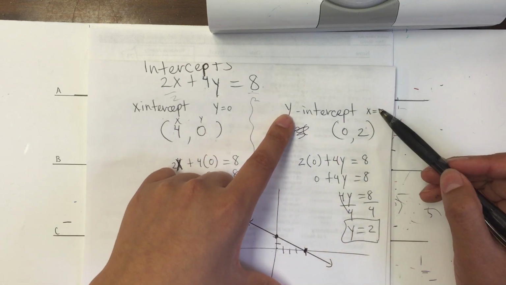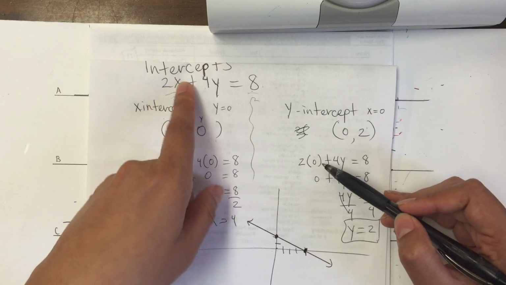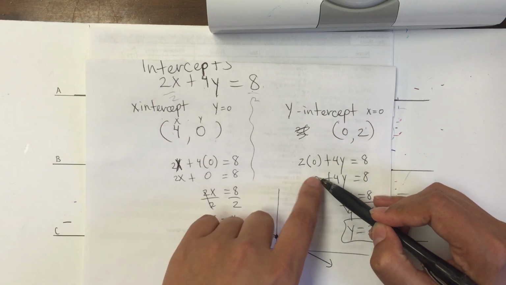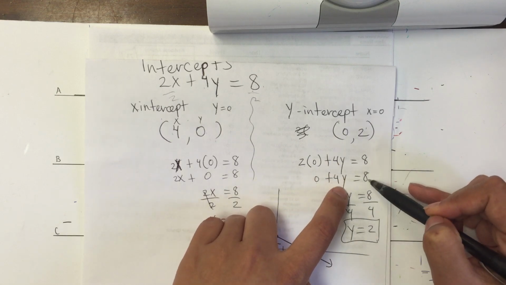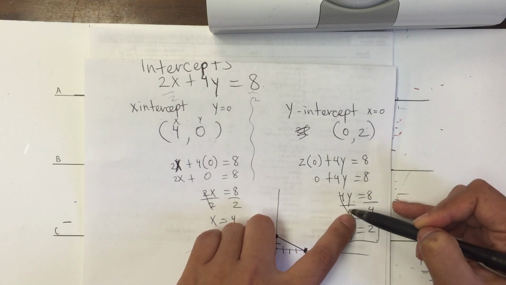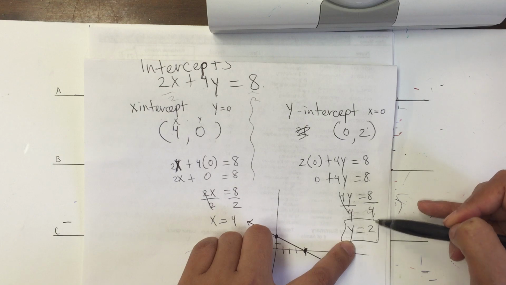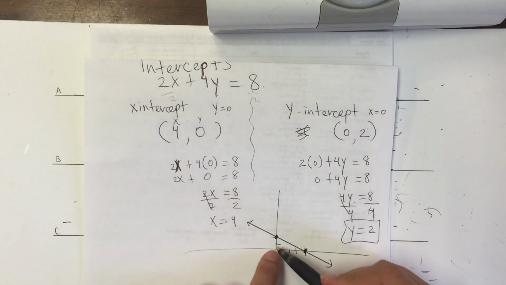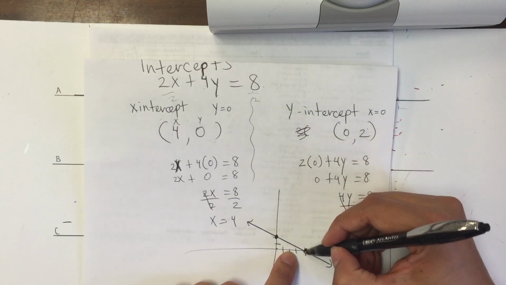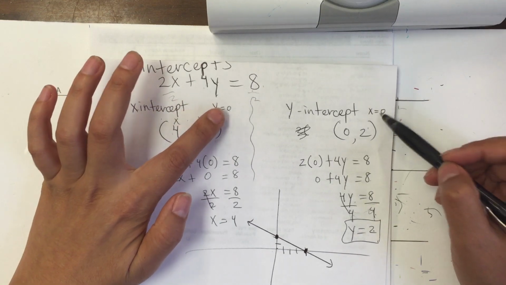For the y-intercept, x is 0. So you will replace in the original equation the x with 0. And so 2 times 0 is 0. Bring down the 4y and the 8. 0 plus 4y equals 4y. Divide both sides by 4, and we get 8 divided by 4 is 2. So that's your 2 right there. So this is graphing linear equations with the intercepts. Just remember that the opposite is equal to 0.